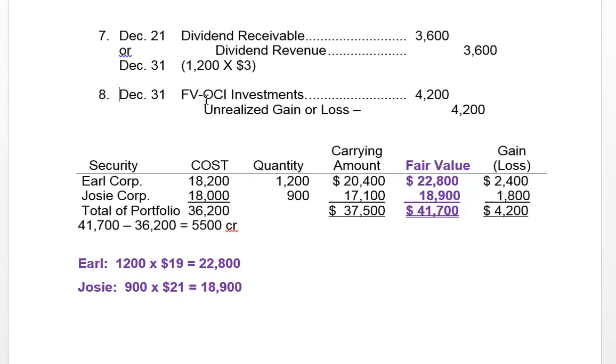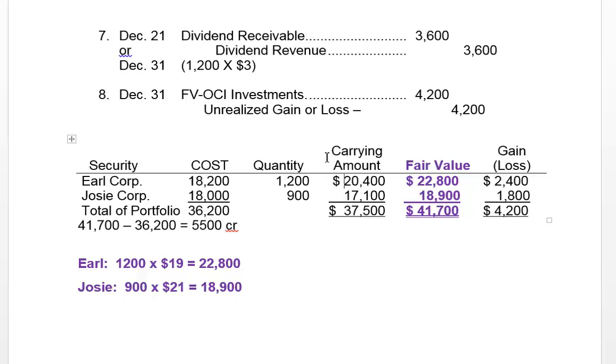Now, on December 31st, what happened? They give you the market prices of Earl and Josie. Don't forget, you have no more Asher shares. So now we have to make a journal entry at the end of 2018 to adjust our portfolio of fair value through OCI equity investments from their carrying value to their fair value. So what do we have?